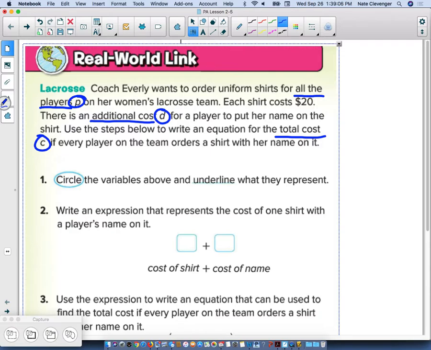Number 2 wants us to write an expression. An expression doesn't have an equal sign, so we're just wanting to set up the expression that represents the cost of one shirt with the player's name on it. So the cost of the shirt up front is $20. Plus, what is the additional cost? Katie? D. So that's how we would set that expression up: 20 plus D.